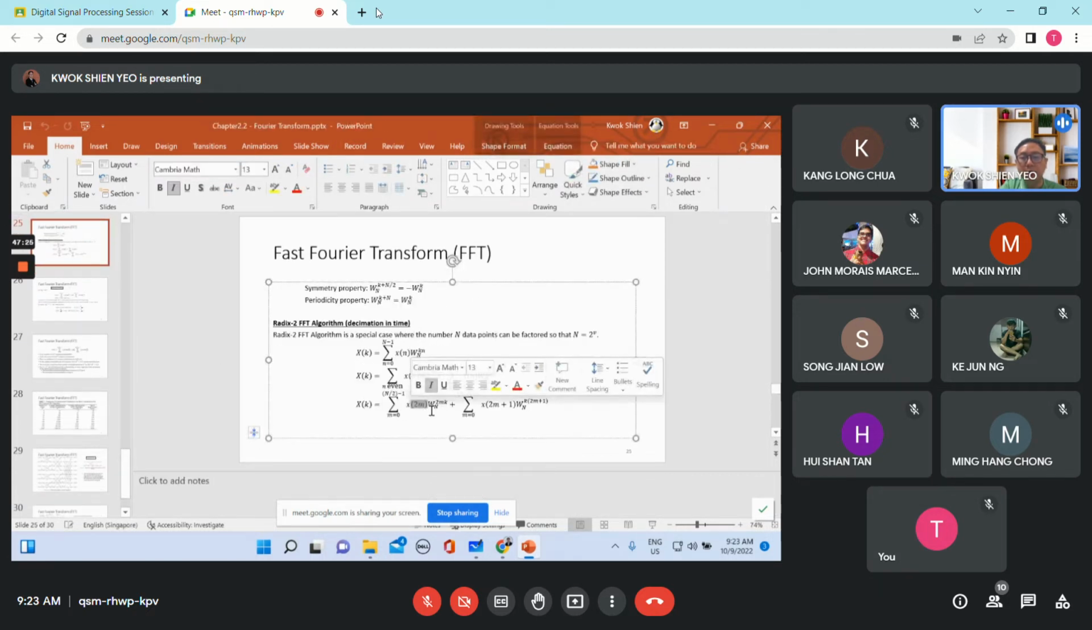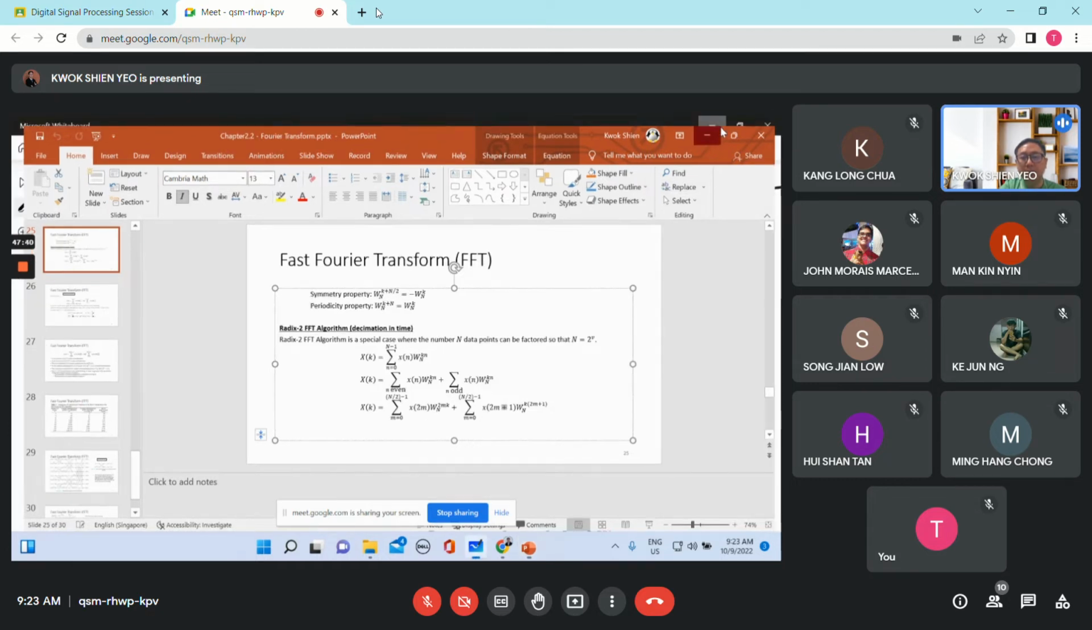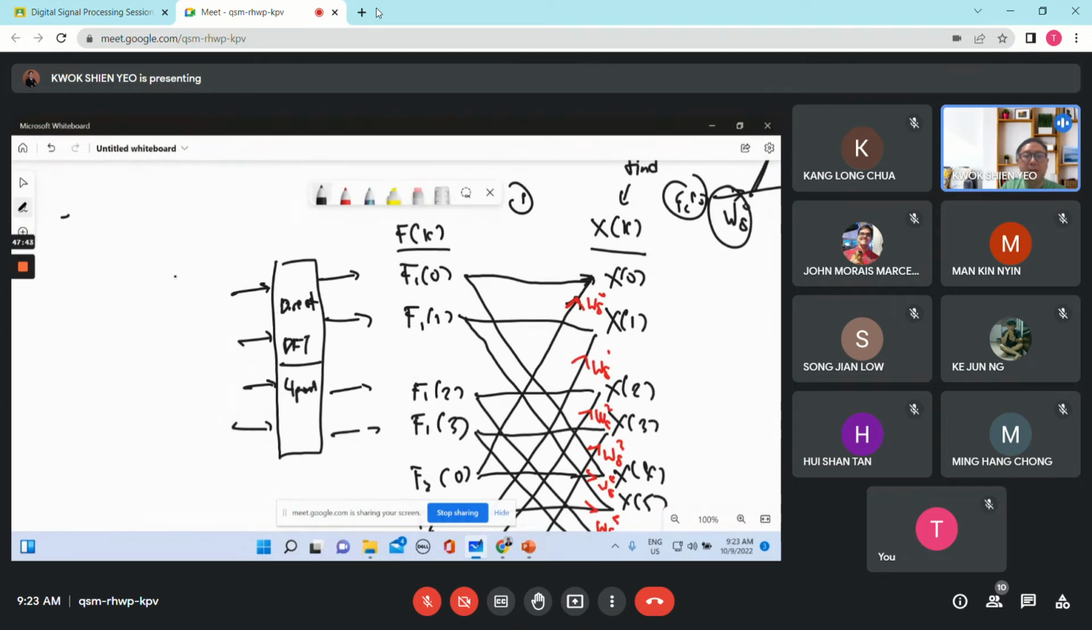F1M is X[2M], the even entry of the Xn. For F2, it is X[2M+1], the odd entry of the Xn. So that means in order to get my F1, I need to do a direct computation of X0, X2, X4, and X6.